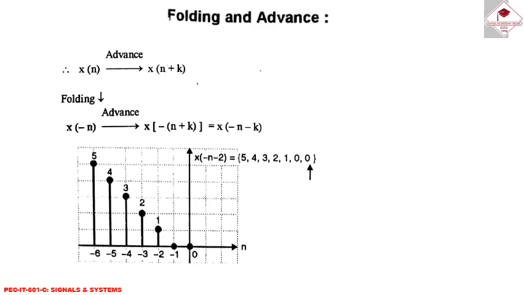We can again represent it in terms of folding and advance. Before doing this, if I simply advance the total signal, it can be written x[n] equal to x of n plus k. If I fold it, it can be written x of minus n, and after the advance of the signal, it can be written x of minus, under bracket, n plus k. So after solution, it is coming x of minus n minus k. In the previous example, the original signal was delayed, but in this case it is going to be advanced, that means it is simply shifted to this particular side, and the folding and advanced version of the signal can be obtained.